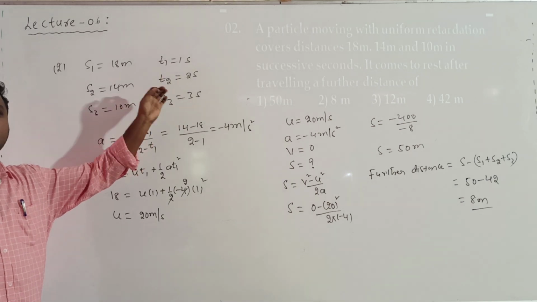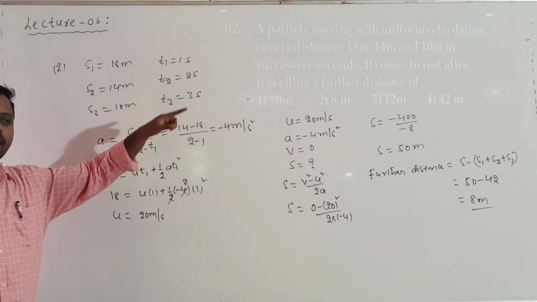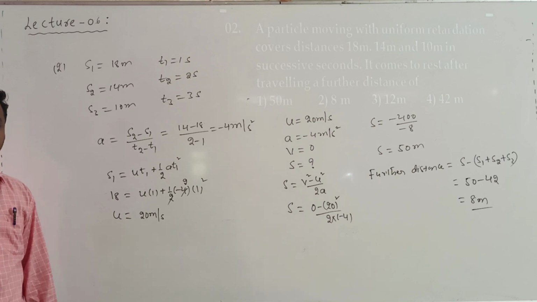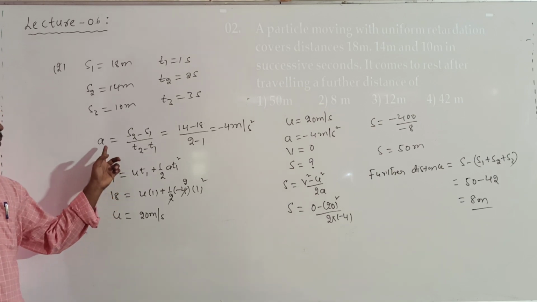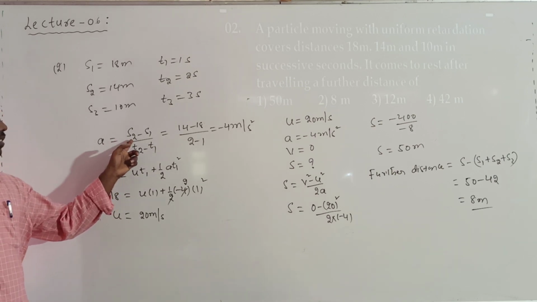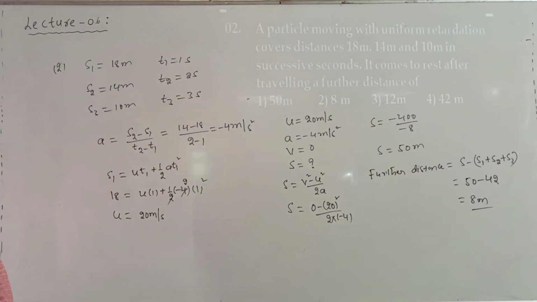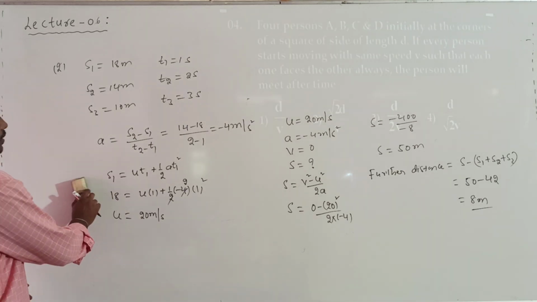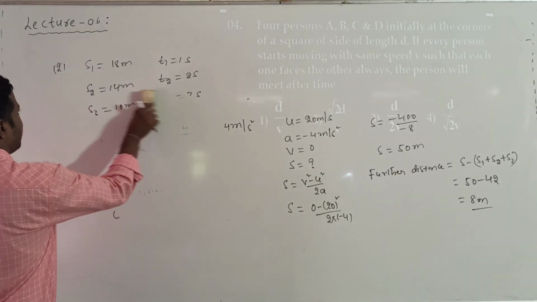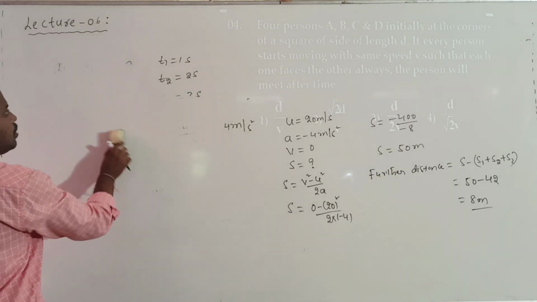The further distance travelled by the body before coming to rest is 1 by 2. Understood now? This formula we already derived: a is equal to (S2 minus S1) divided by (T2 minus T1). So this is the second question. The next question, question number 4.